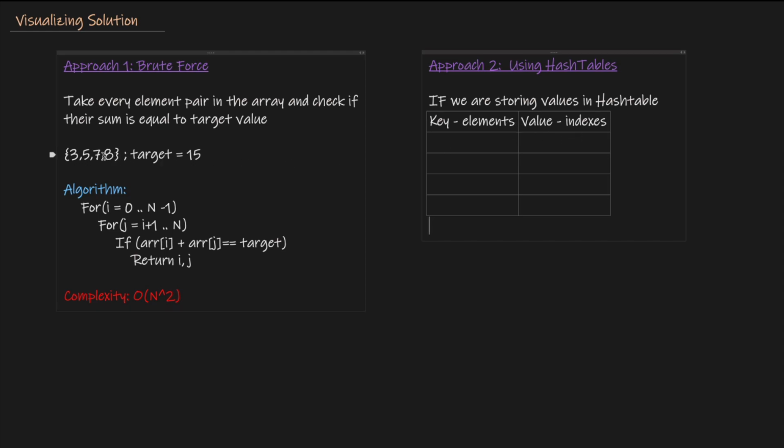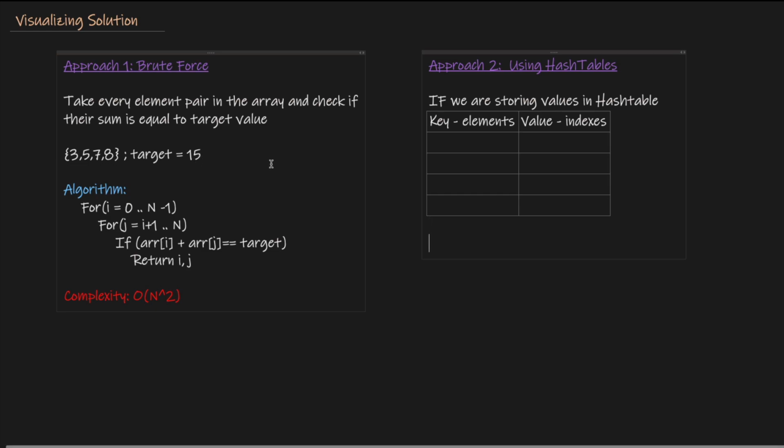Secondly, if at every iteration we keep on storing the elements in the hash map, we can search for their counter pair in the hash map. So for example, before storing 3, we can check if 12 is already present. If 12 is present, that itself means that we have encountered 12 in the past, and that means 12 and 3 are the potential pair, which adds up to the target 15.